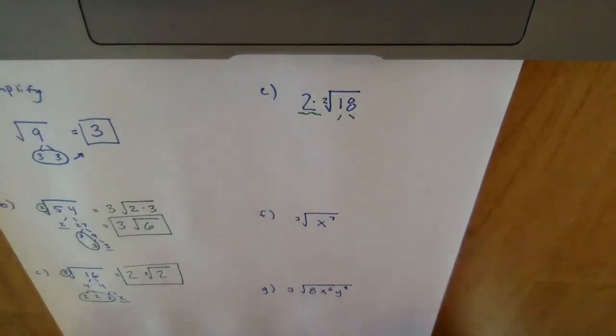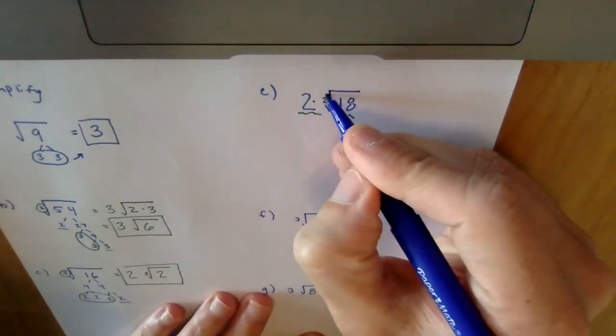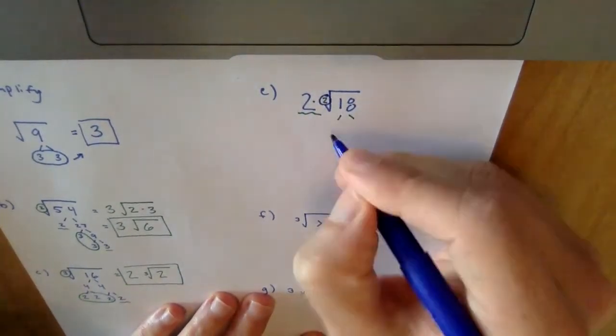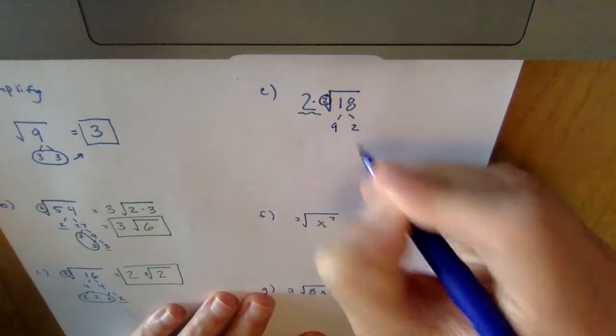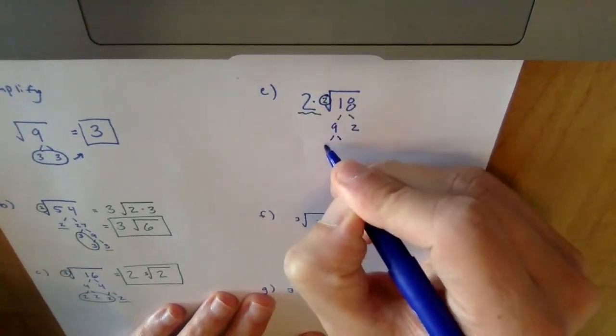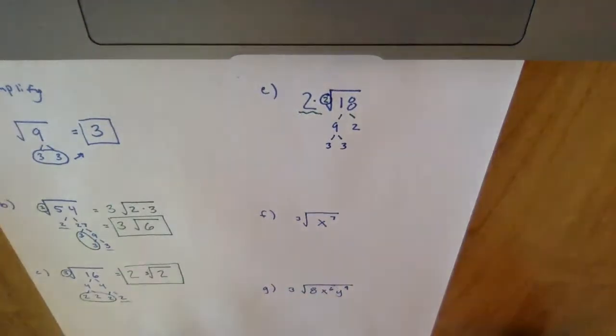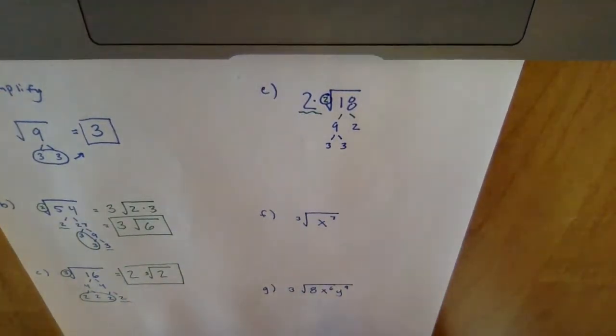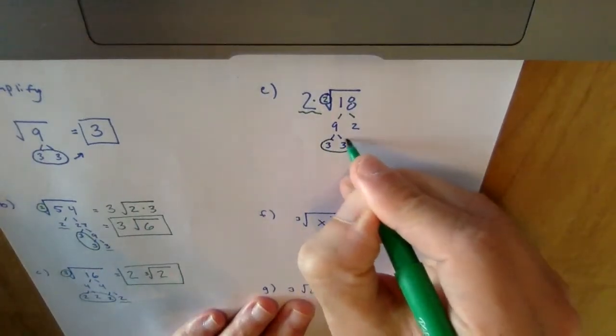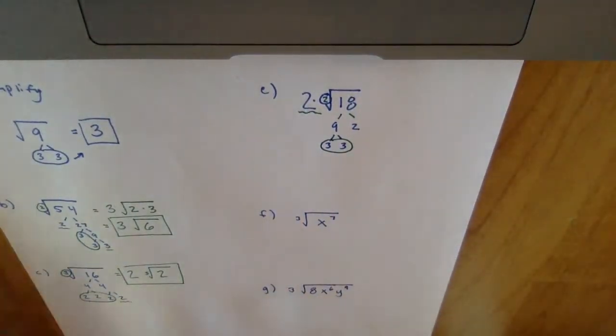So here we go. We'll break down this 18. We're looking for pairs because there's this 2 on the outside. So I'm going to do 9 times 2, and then I'm going to do 3 times 3. Okay, now you can ask yourself, do we have any pairs here? Do we have anything that's 2 of a kind? And you can see we've got these 3, so they're going to get married and move out.